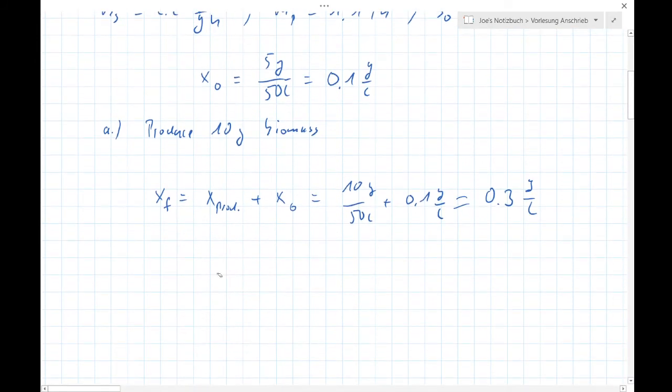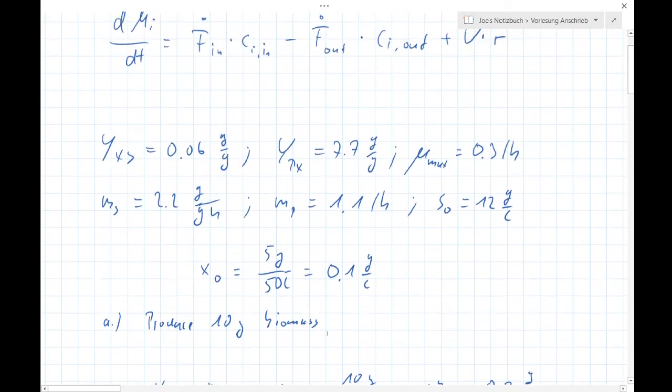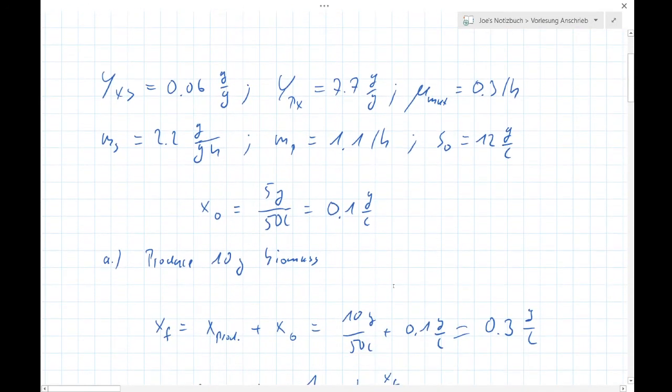And now we simply use our equation number 9. TB is equal to 1 divided by mu max times ln X final divided by X0. And if we put our values here, we have 1 divided by mu max, which is 0.3 per hour.